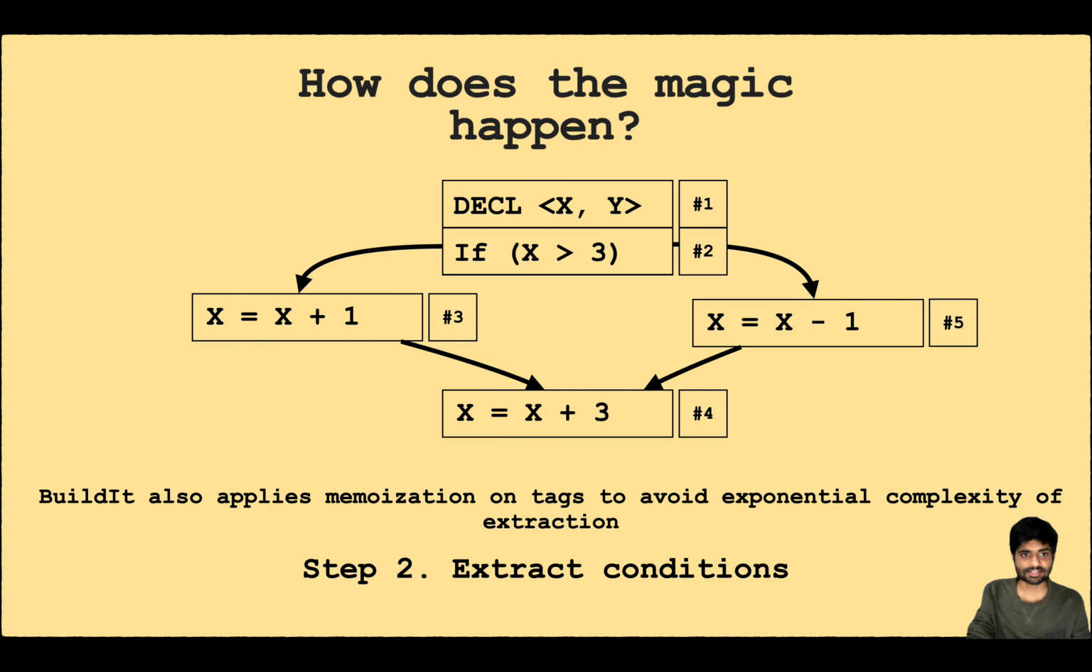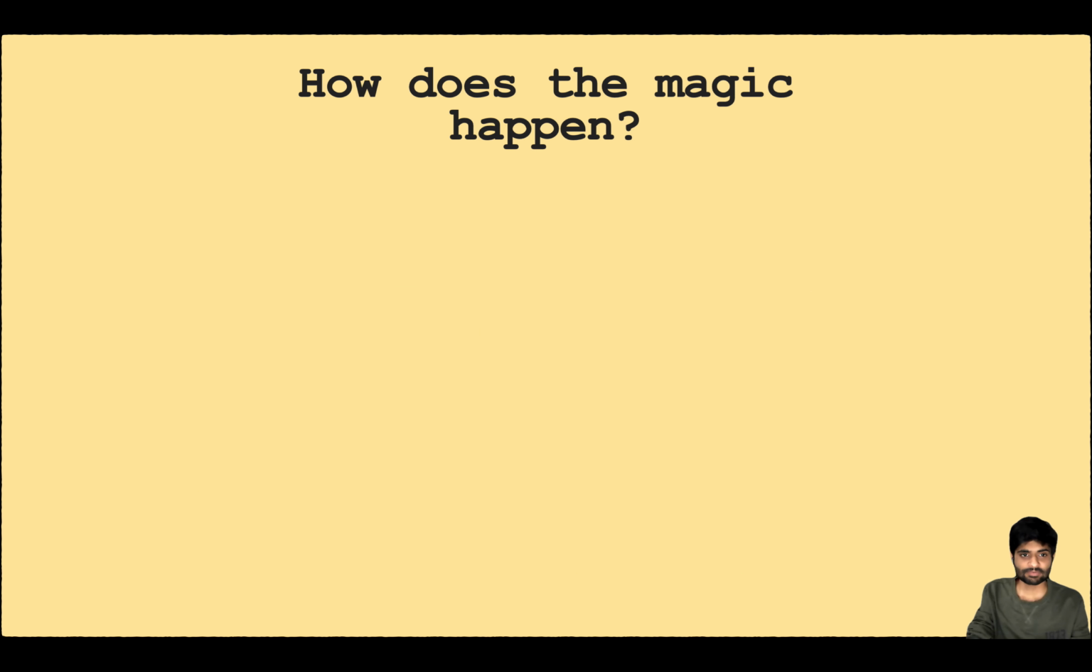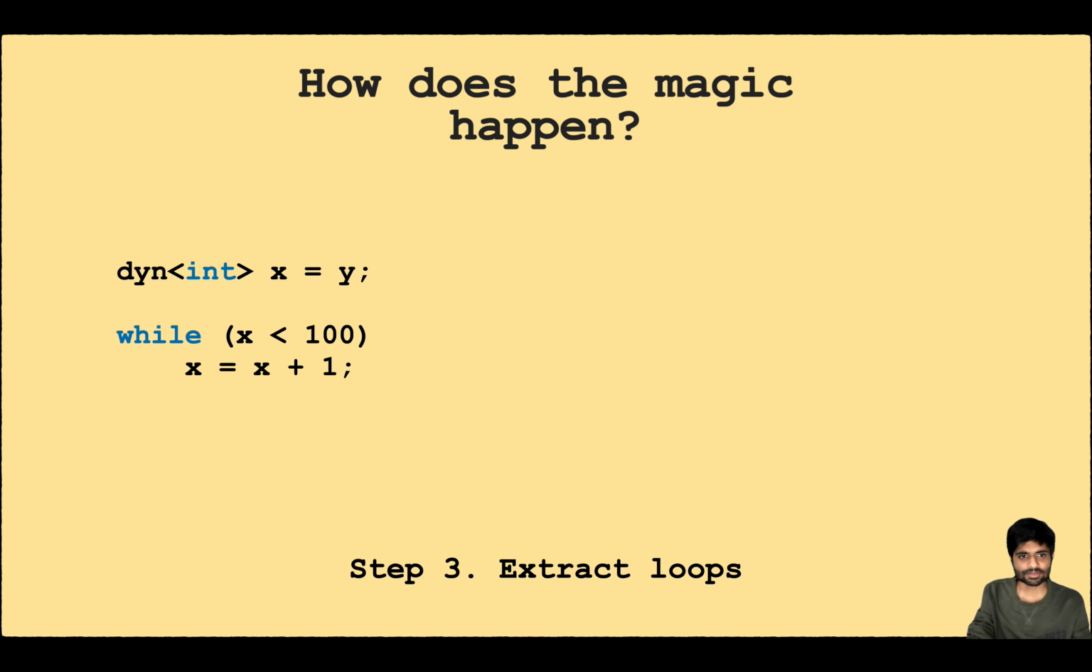BuildIt also applies memoization and early merging to avoid generating duplicates in the first place. This helps BuildIt in reducing the extraction complexity from exponential to polynomial. Finally, we will see how to deal with loops. Let us first see what happens if we treat the loops just like conditions.